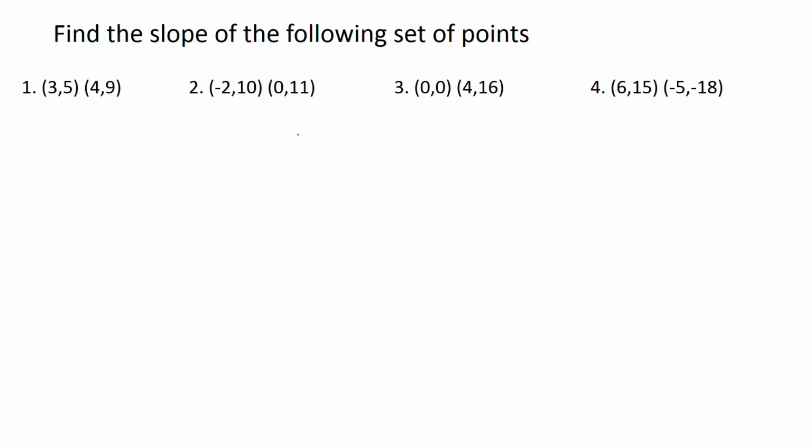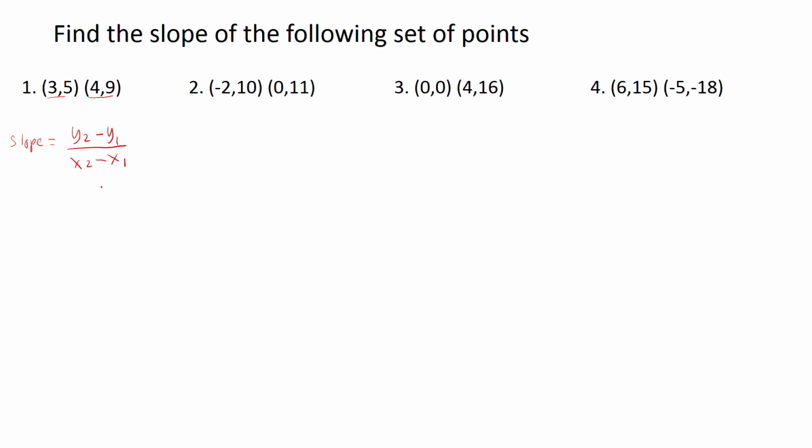So now we will be discussing slope, or the computations for slope. The direction here is to find the slope of the following set of points. We have our first example, 3 comma 5 and 4 comma 9. Let's recall first the formula for our slope. What's the formula for our slope? Slope is equal to y sub 2 minus y sub 1 all over x sub 2 minus x sub 1.